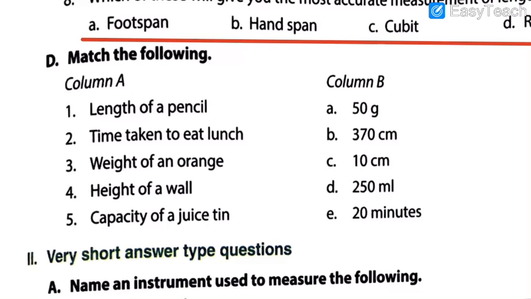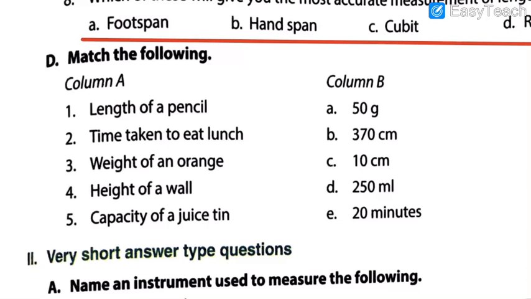So column A, let us first read. Number 1, length of a pencil. Number 2, time taken to eat lunch. Number 3, weight of an orange. Number 4, height of a wall. Number 5, capacity of a juice tin. So these are the 5 questions on column A side.